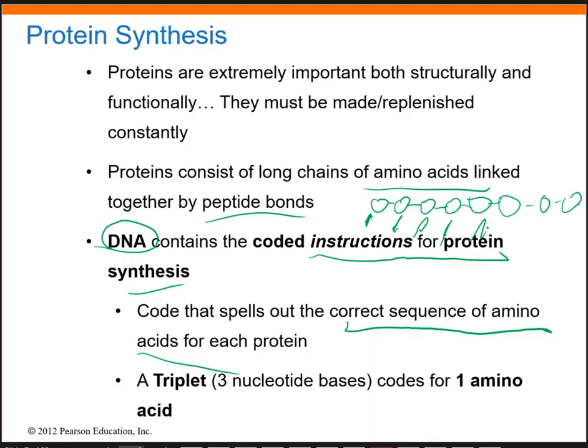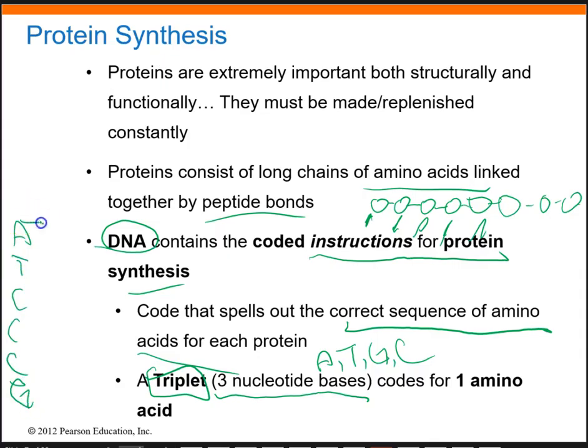When we look at our DNA, a triplet, which means 3, refers to 3 nucleotide bases. Remember the bases were adenine, thymine, guanine, cytosine. 3 of those bases will code for one single amino acid. So when we're looking at our DNA, say it's A, T, C, G, C, G, right? These first 3 are going to code for one amino acid. The next 3 code for one amino acid. So every 3 bases in the DNA is going to spell out one amino acid.